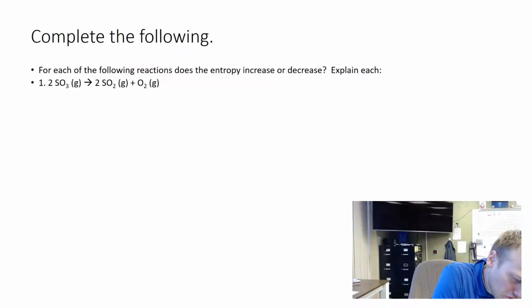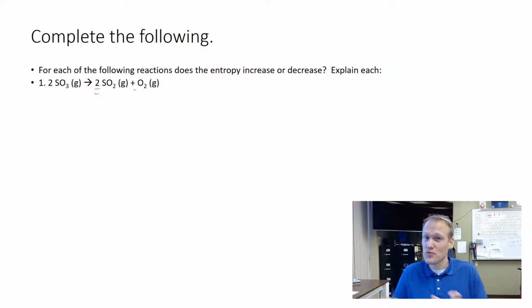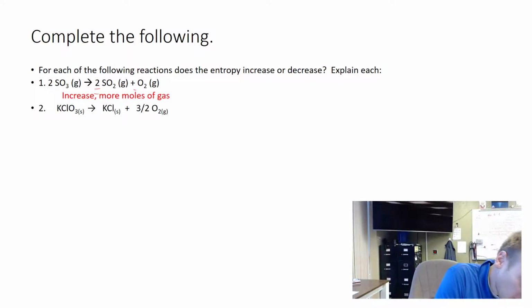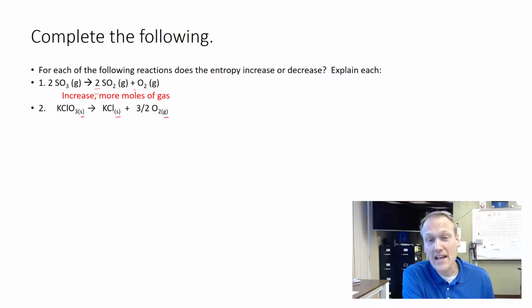If we look here, we have 2 moles of gas, 2 moles of SO3. And then on the right side of the equation, we have 1, 2, and then 1 mole of O2. So we went from 2 moles of gas to 3 moles of gas. We are increasing the number of moles of gas, and therefore we should be increasing the disorder. Entropy increases. In this next one, we're starting off with 1 mole of solid, and we're ending with 1 mole of solid and 1.5 moles of gas. So we went from one thing to 2 things.